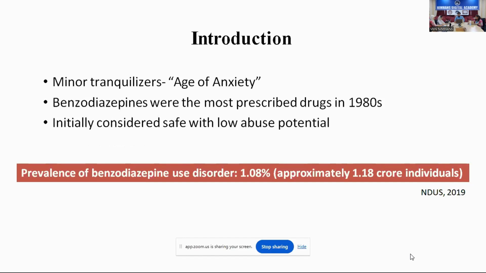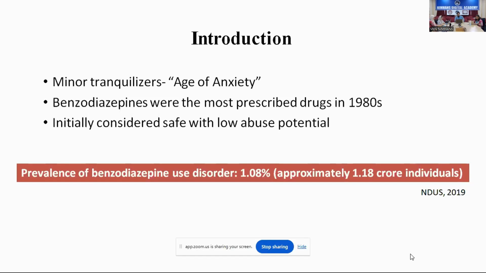In Indian context, according to the National Drug Use Survey in 2019 by Ambekar et al., benzodiazepine use disorder has a prevalence of 1.08%, affecting approximately 1.18 crore individuals in India. And this figure has risen in the last 1 decade or so. So now the latest figures that I was reading were around 1.5 to 1.6 crore individuals.